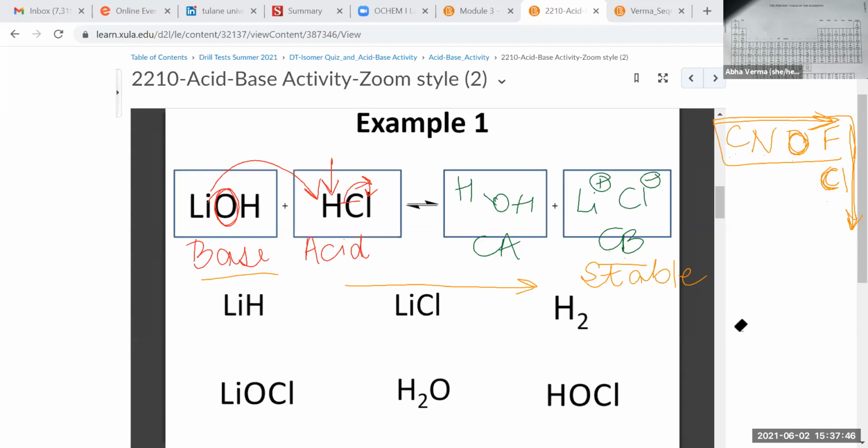And that's the purpose of doing all the chemical reactions. Unstable wants to become stable. That is the point. Okay, so I just have a quick question. Go ahead.